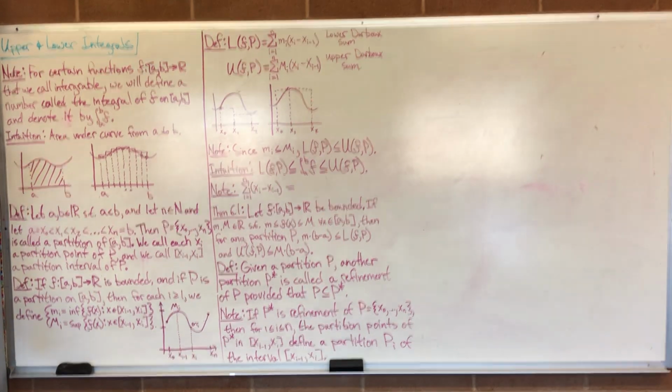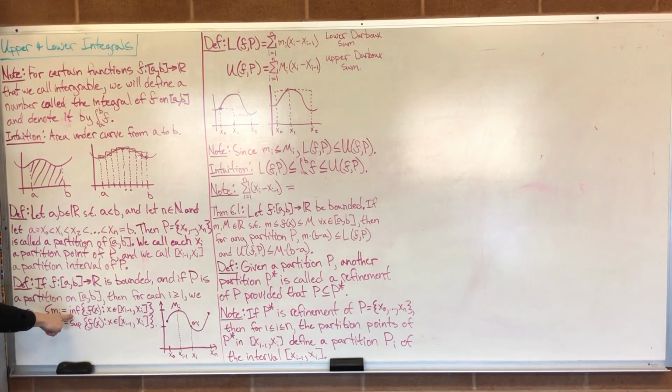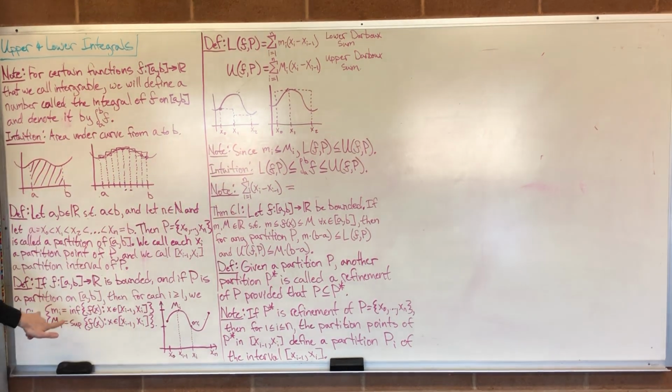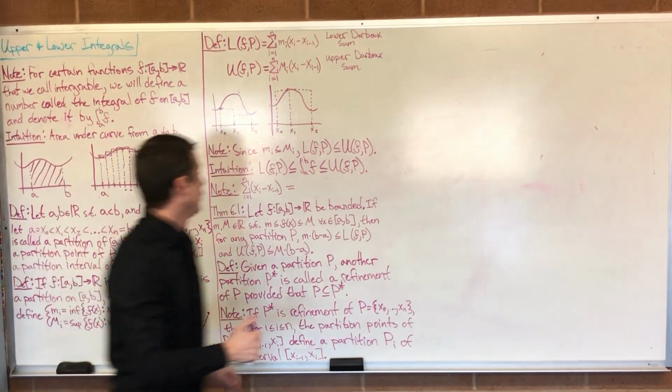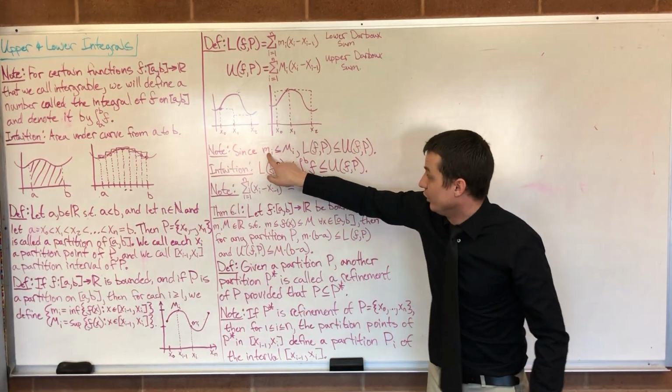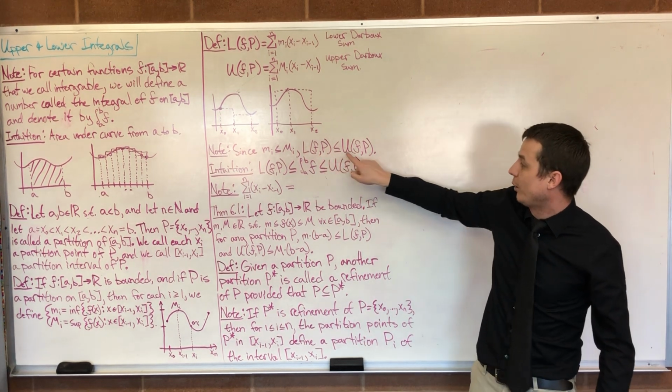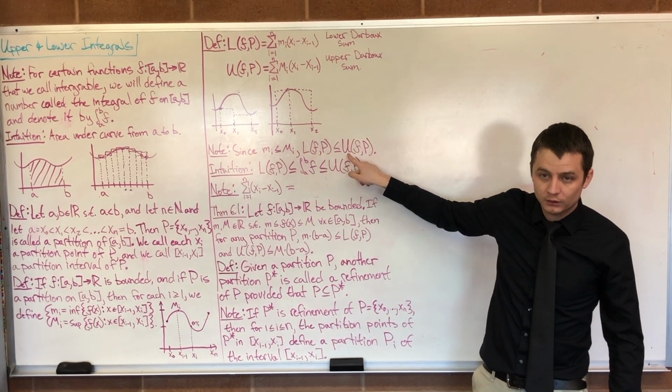So since little m sub I is the greatest lower bound, then it's always a lower bound. Since big M sub I is the least upper bound, then it's always an upper bound. So by definition, this is always greater than or equal to this. Hopefully that makes intuitive sense from here, but also makes perfect sense just based off of their definition. So, since little m sub I is always less than or equal to big M sub I, then our lower sum is always less than or equal to our upper sum.